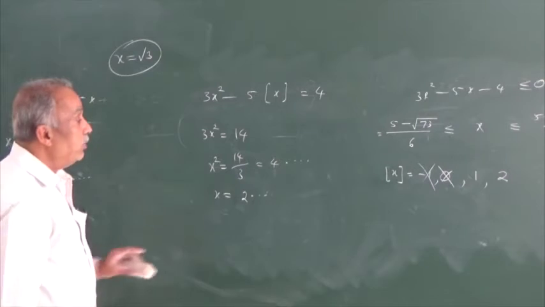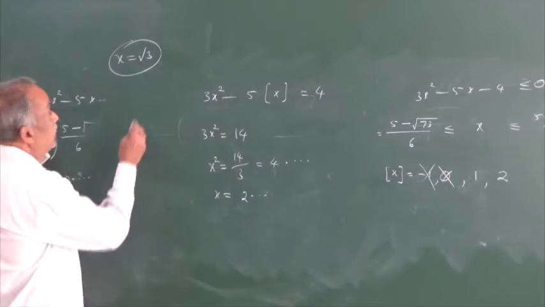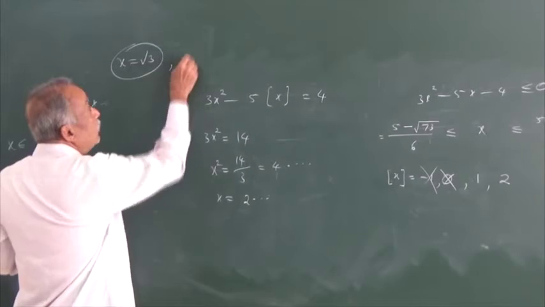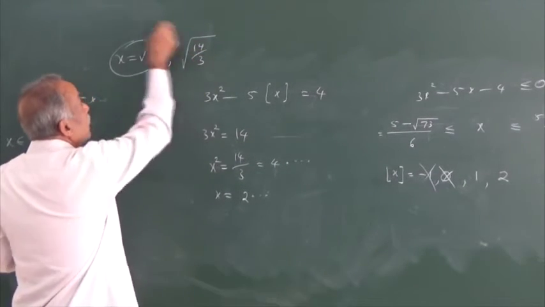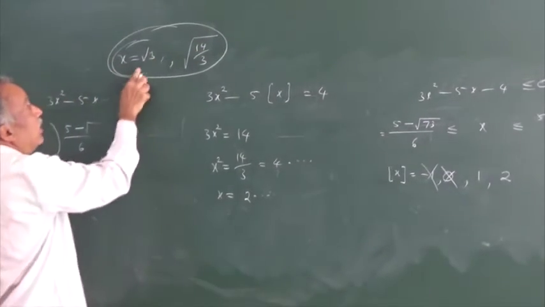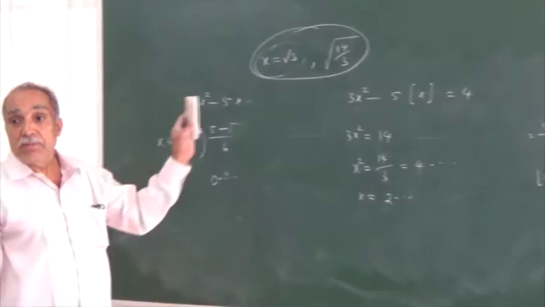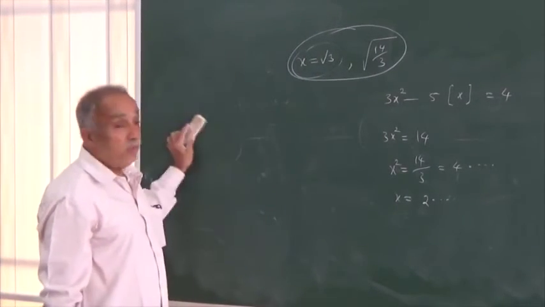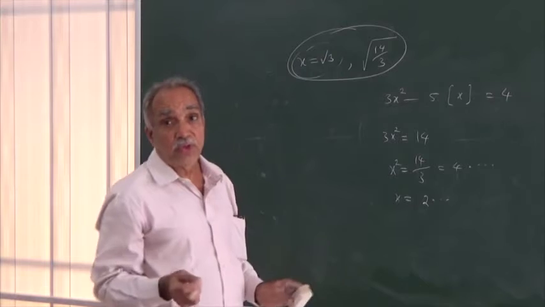Yes. We get one more solution for the equation, that solution being square root of 14 by 3. Our equation has two roots, one plus root 3, other plus root 14 by 3. Ours is an equation with exactly two real roots.